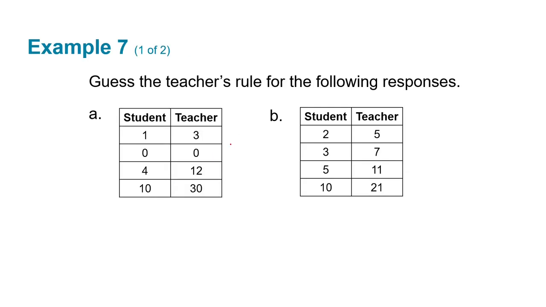In example 7, I want to guess the teacher's rule for the following responses. When a student says 1, the teacher responds 3. When the student says 0, the teacher's answer is 0. When the student says 4, the teacher says 12. And finally, when the student says 10, the teacher responds with a 30. So what rule allows us to determine how the teacher will respond? Take some time and try part A and part B on your own. Figure out the formula or rule that we need to perform on the student's number to get what the teacher is going to respond.